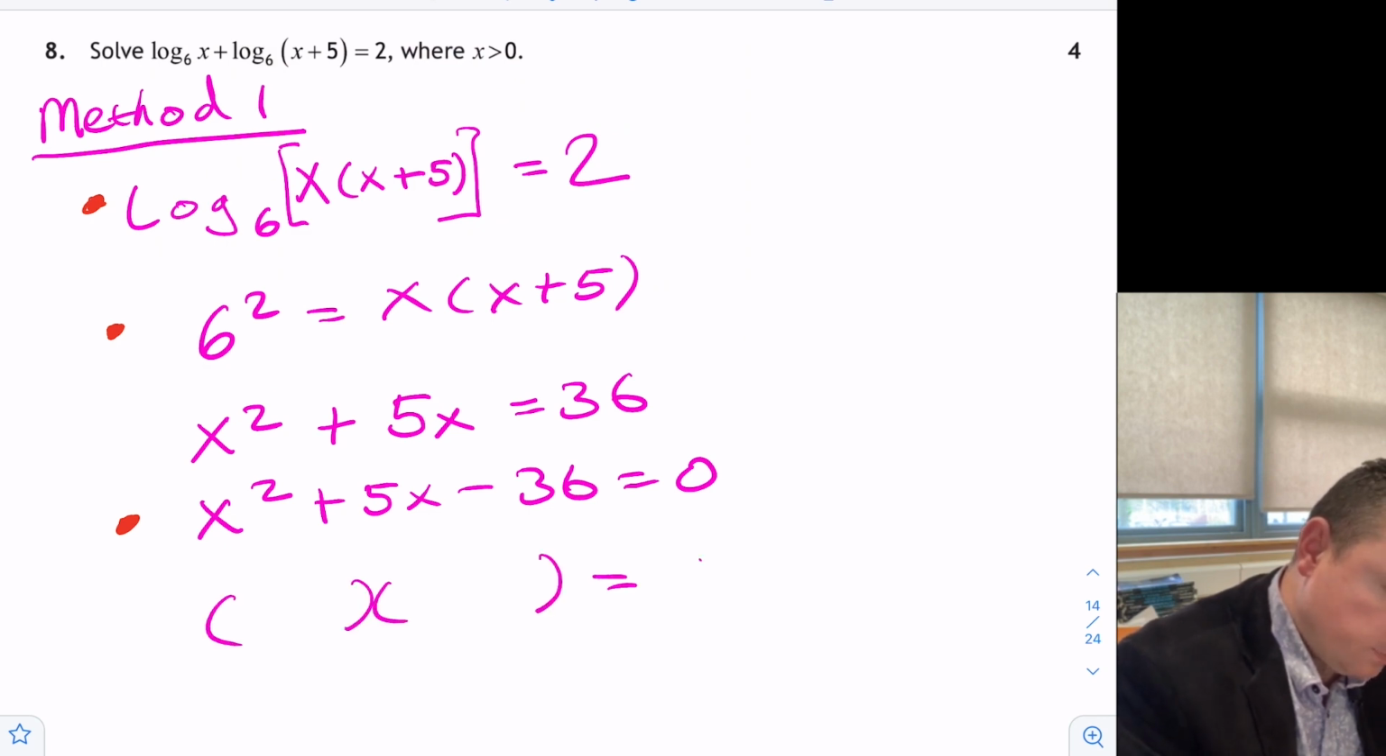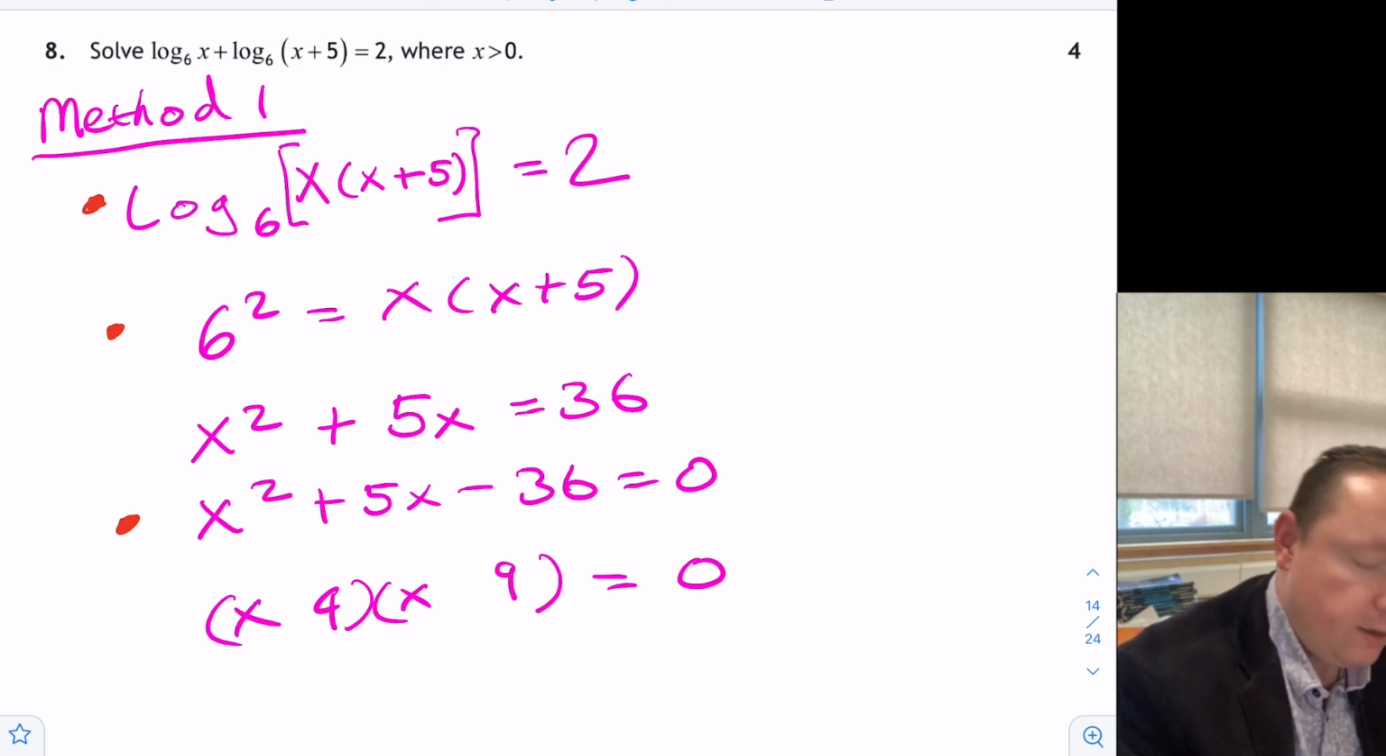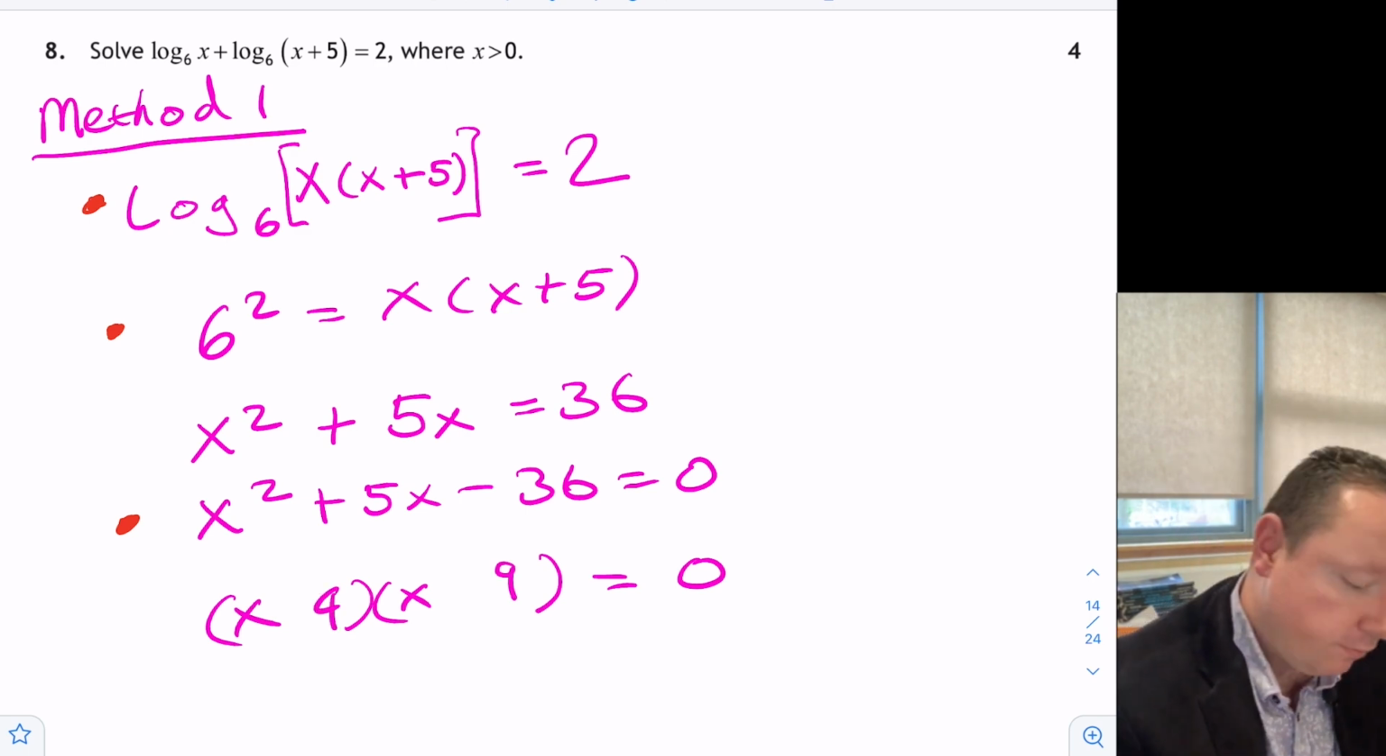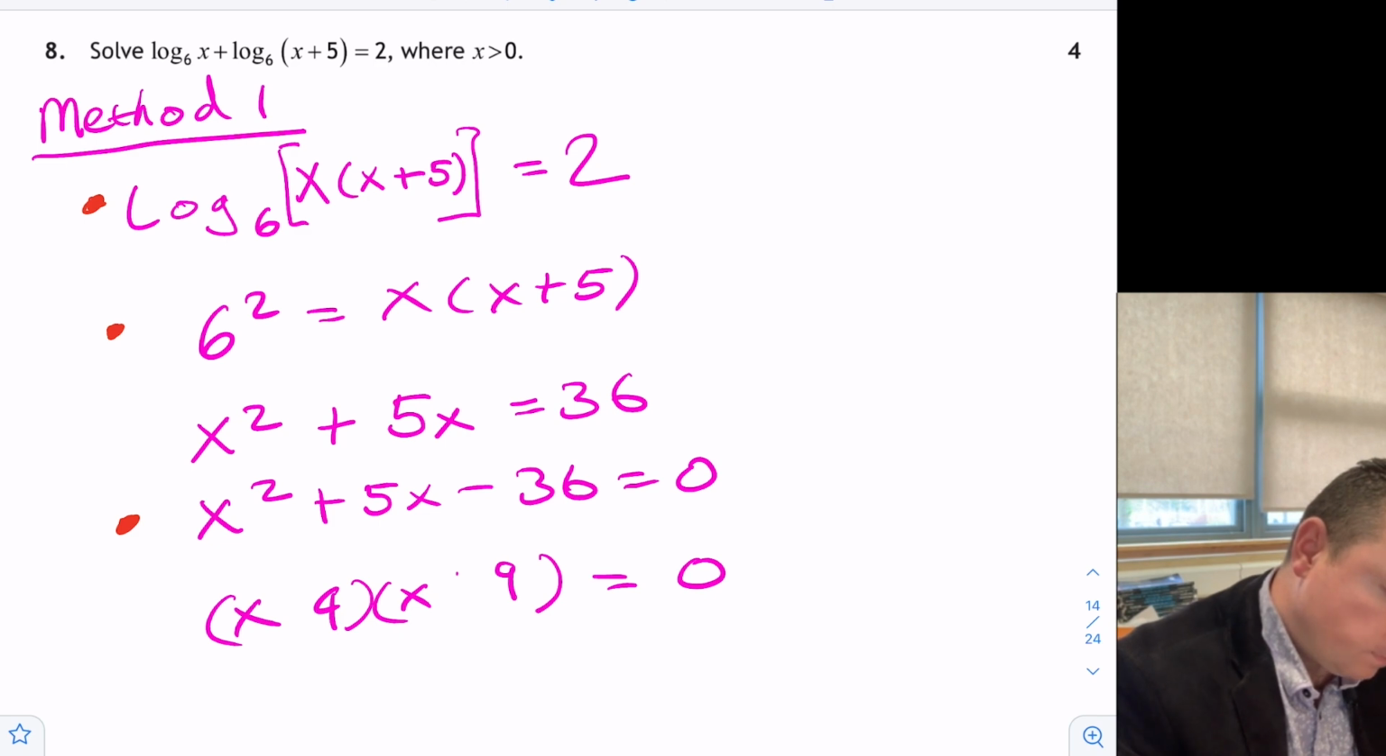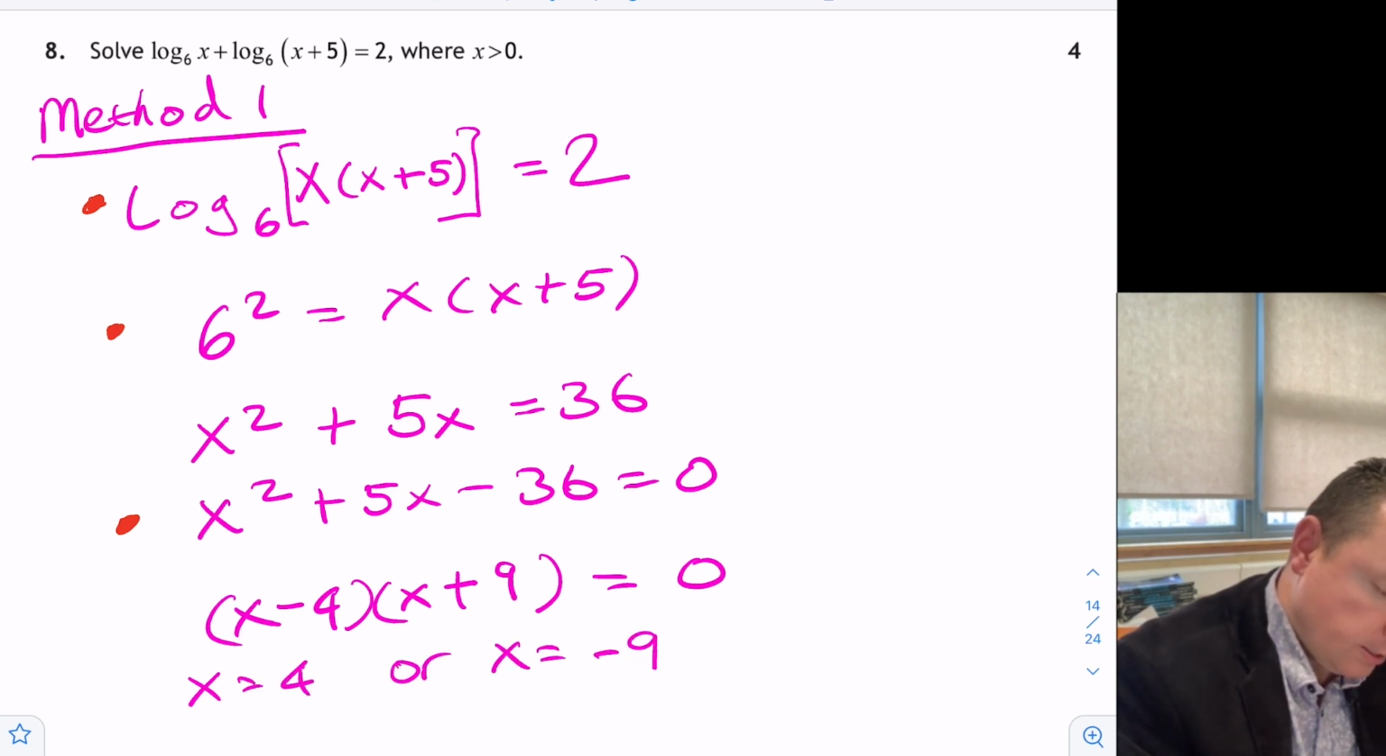Double brackets, x and x. 9 and 4 times together to make 36, but take away to make 5. So we've got plus 9 minus 4. So x equals 4 or x equals minus 9.